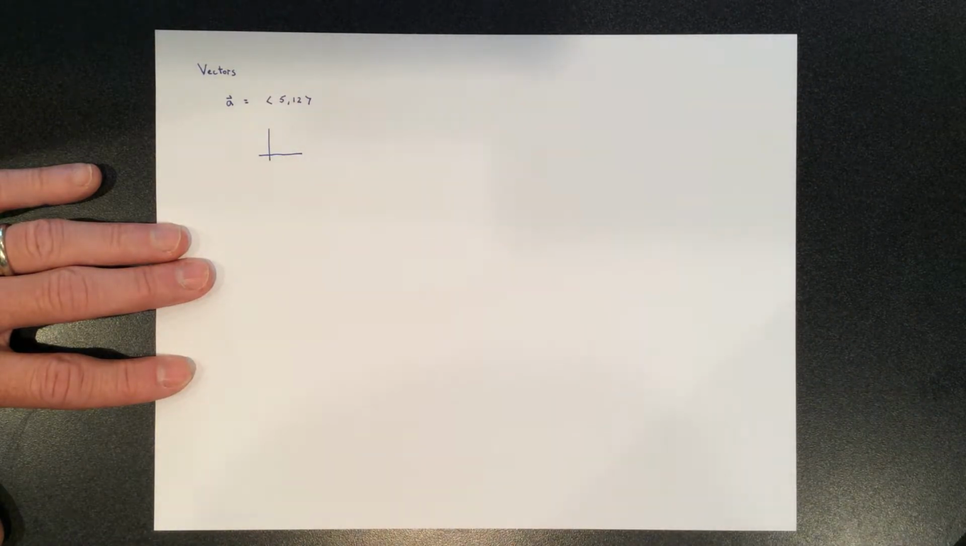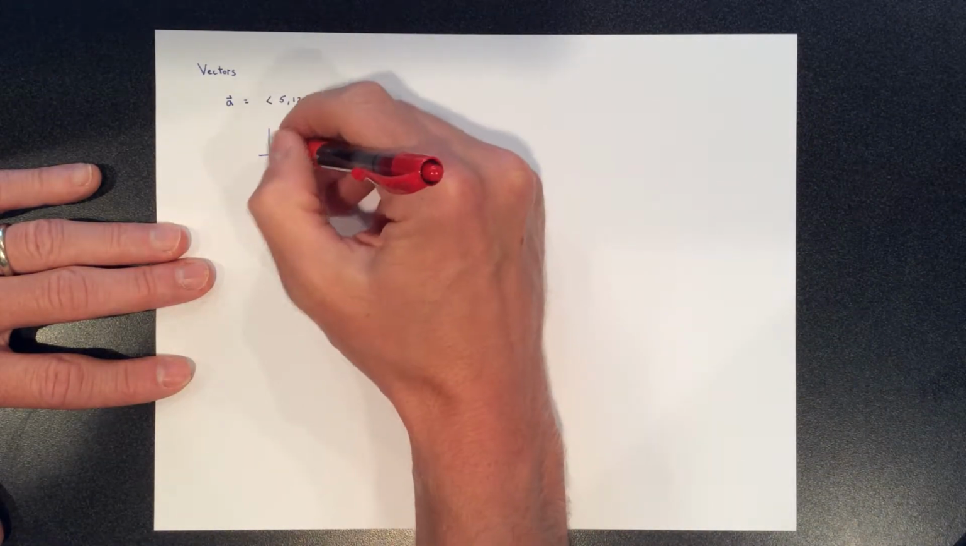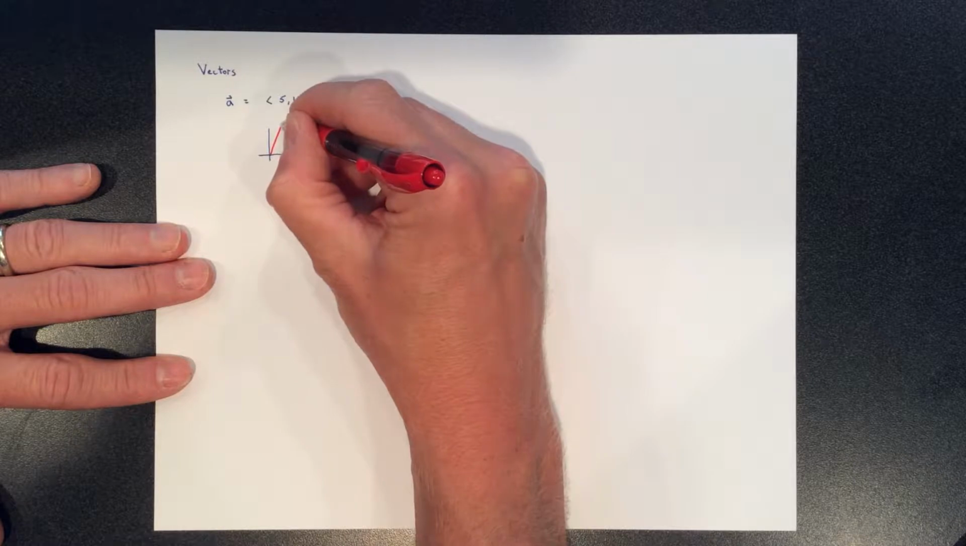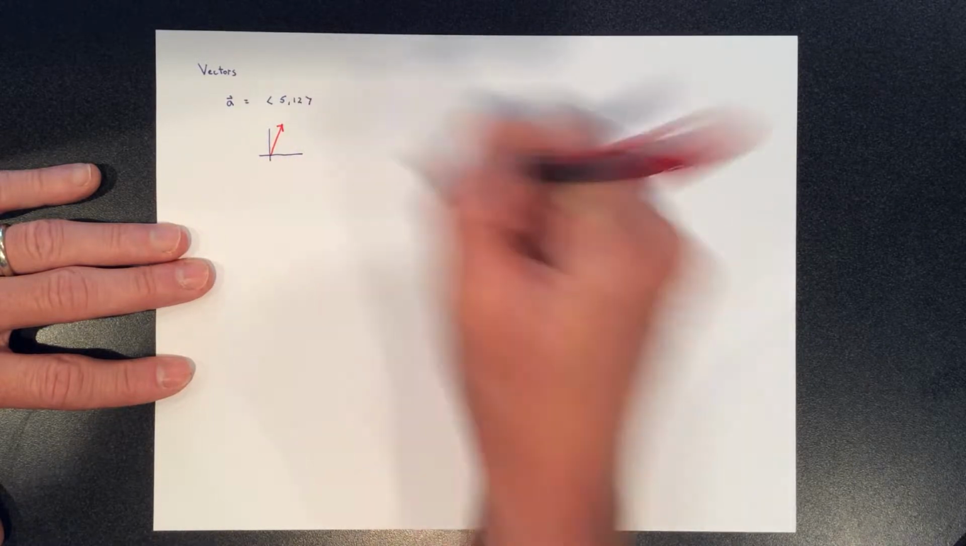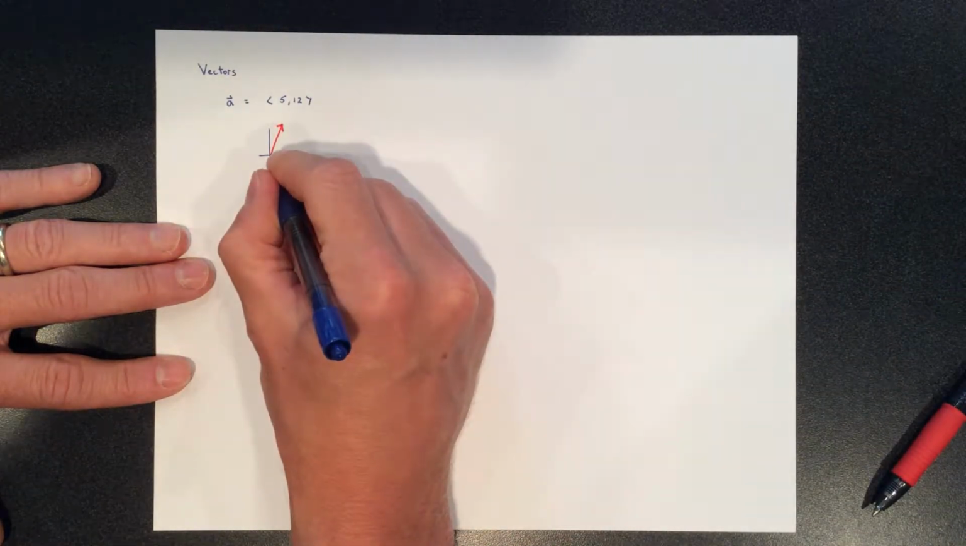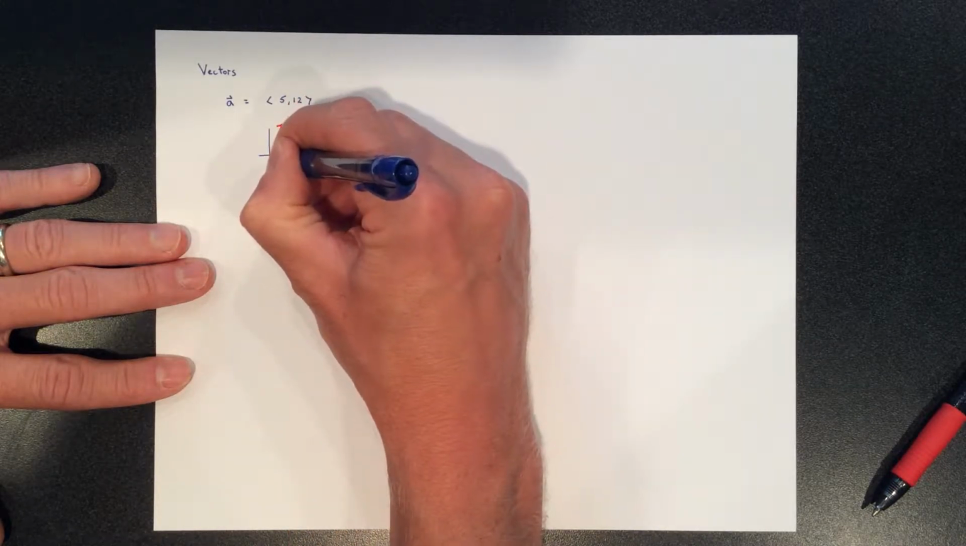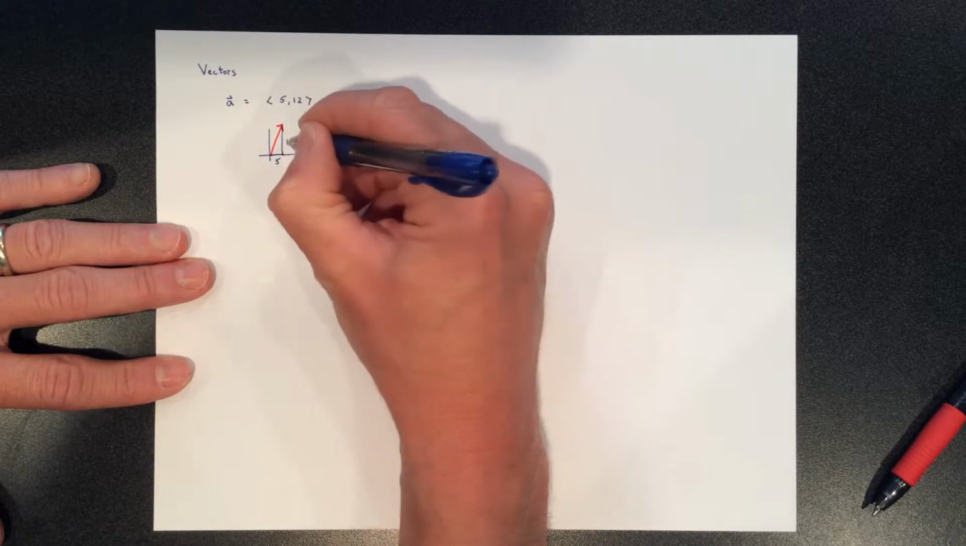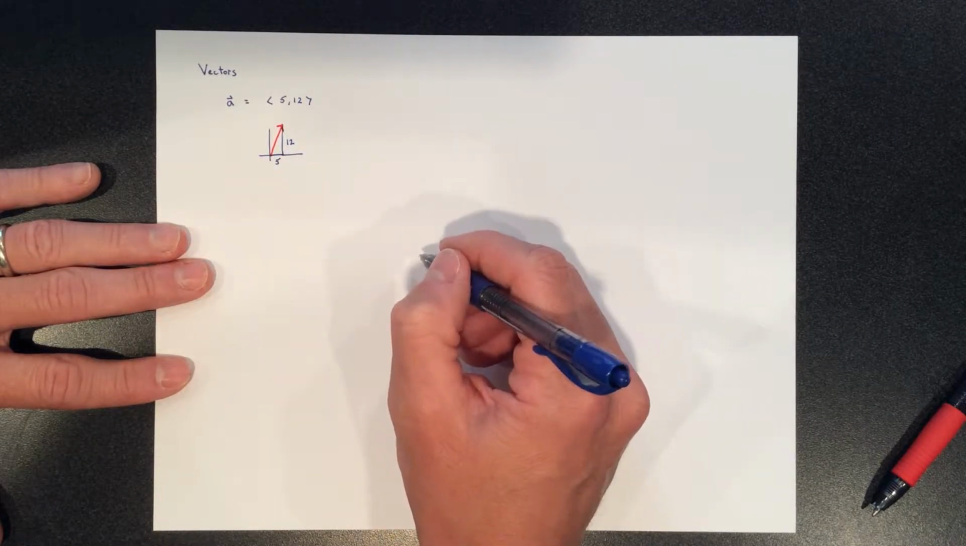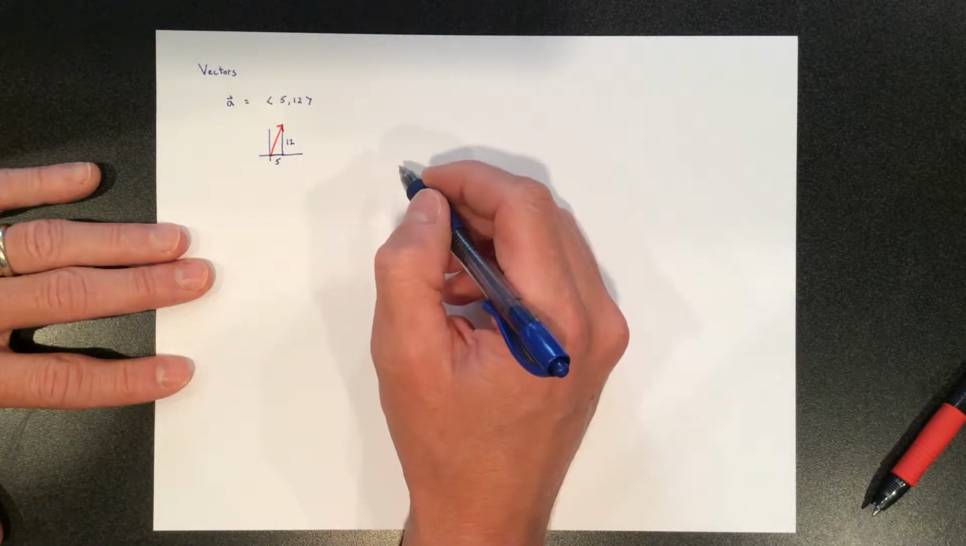That would mean that the vector is 5 units long in the x direction and 12 units tall. So it might look something like that. And again, this 5 and 12 means that this distance is 5 and that distance is 12. Okay? You could also give vectors in magnitude and direction form.